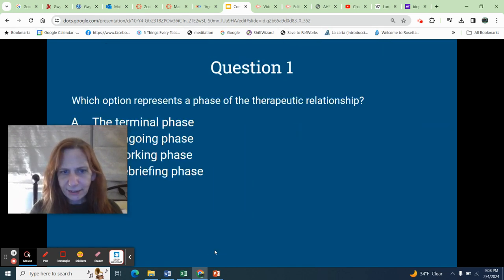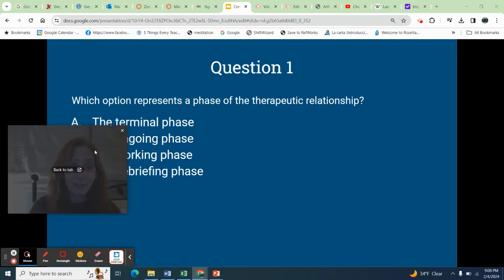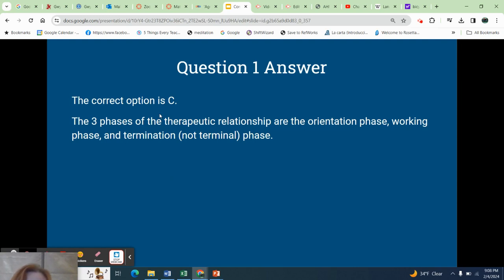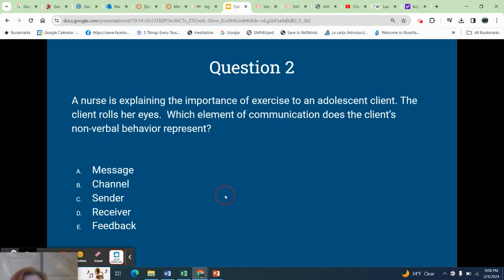Okay, moving on. We're on the question part, so you're almost done. Let me get rid of my little box here. Which option represents a phase of the therapeutic relationship? A, the terminal phase, B, the ongoing phase, C, the working phase, or D, the debriefing phase? Correct option is C. The therapeutic relationship is defined by the orientation phase, working phase, and termination phase, not terminal.